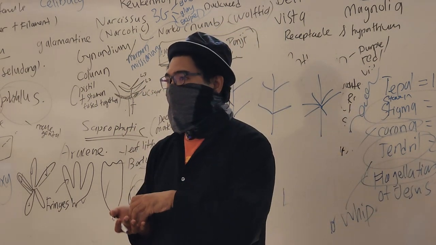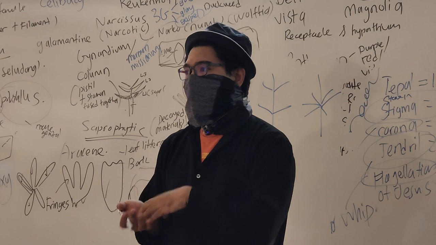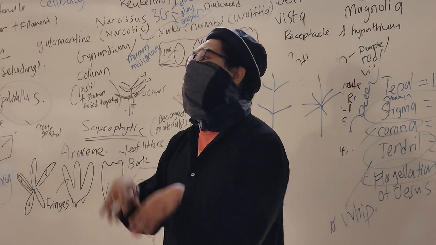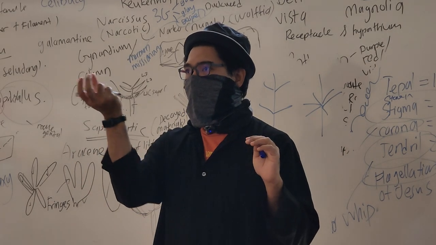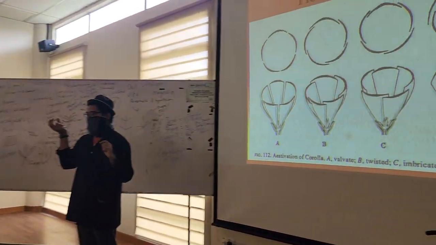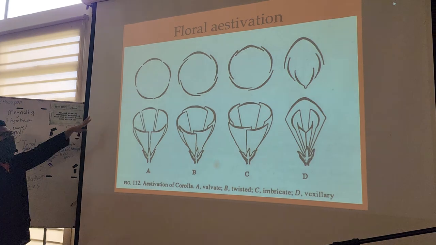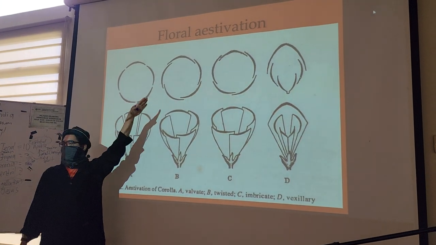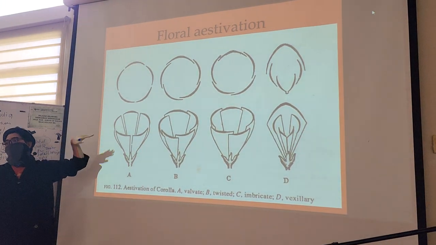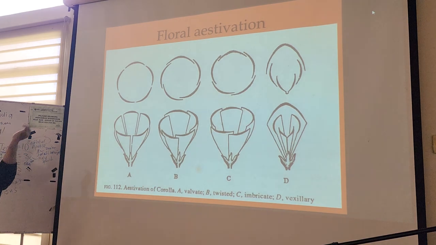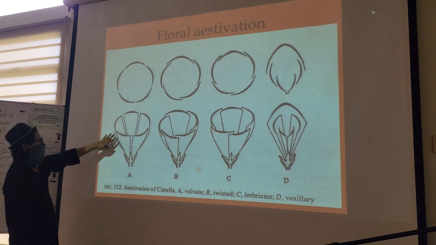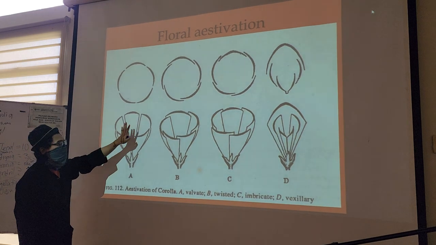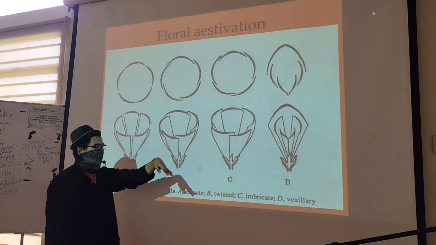The arrangement of floral structures, such as sepals or petals, before bloom, when it's in the form of floral buds. Inside the bud, how the floral structure is arranged. Because the moment it blooms, it can look so many different ways. So before blooming, we've got a few: valvate, twisted, imbricate, vexillary.